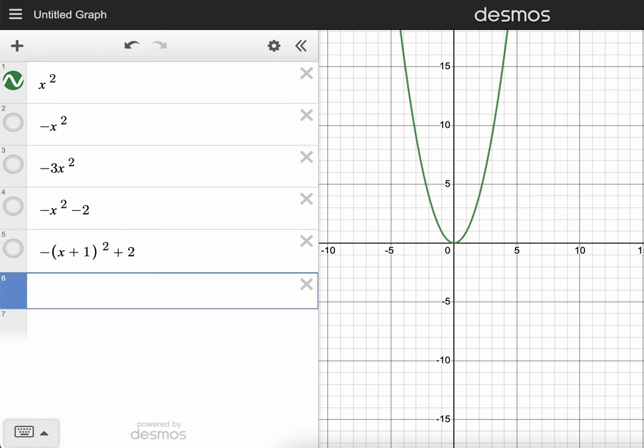Okay, so we have the graph for y equals x squared, and we need to compare it to y equals negative x squared. The y equals x squared is in green. It's a parabola opening upwards. Let's see what happens with negative. Oh, look at that. Now it basically flipped over the x-axis, and now instead of opening upwards, it's opening downwards. It changed the direction.